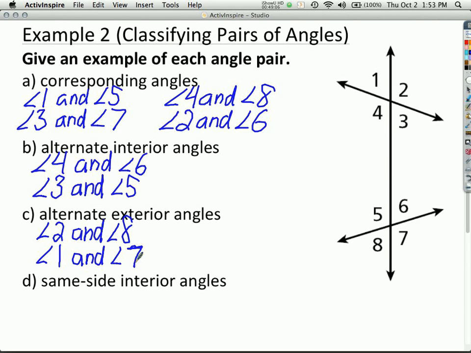You had a comment or a question, or the next one? Next one? Okay. Same side interior. Go ahead, Sebastian, and then Steven. Sebastian. Angle 3 and 6. Same side interior. Same side of the transversal on the interior of the image. So angle 3 and angle 6.